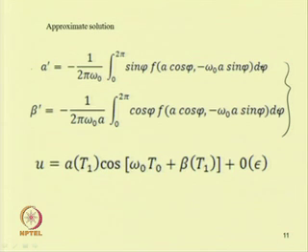So, one can find this amplitude. For the steady state solution one can substitute a dash equal to 0 and beta dash equal to 0, as they are not functions of time. So, this will reduce to, and one can obtain the response of the system. The response of the system in terms of u can be written as a(T1) cos of omega 0 T0 plus beta(T1), plus terms of the order of epsilon. So, in this way by using the method of multiple scales one can find the response of the system.